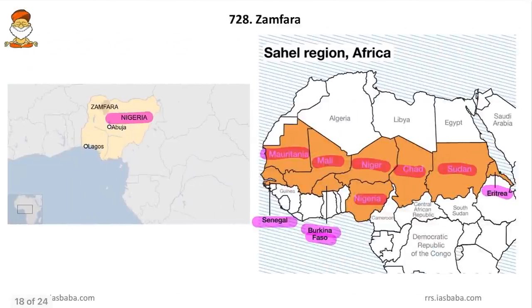Then come to next, Zamfara. Friends, Zamfara was in news because of terrorists abducting children in that region. And this Zamfara basically lies in the country called Nigeria. Friends, Nigeria is a North African country, and in that context, we revise all the nations present in the north area, that is basically the Sahel region.